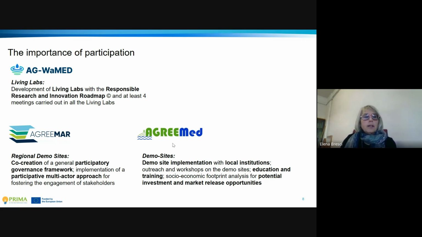workshop. In AGREEMAR, we had the same co-creation of a general governance framework, and the participative multi-actor approach was implemented for increasing the involvement and the participation of the stakeholders. And in AGREEMED, the same: demo sites were implemented with the involvement and participation of local institutions, also education and training activities, and also socioeconomic analysis for potential investment and market opportunities.